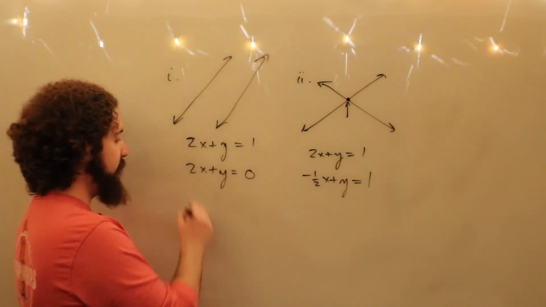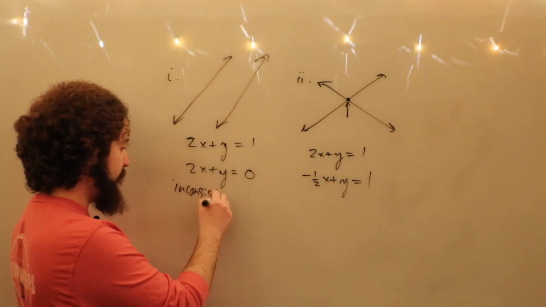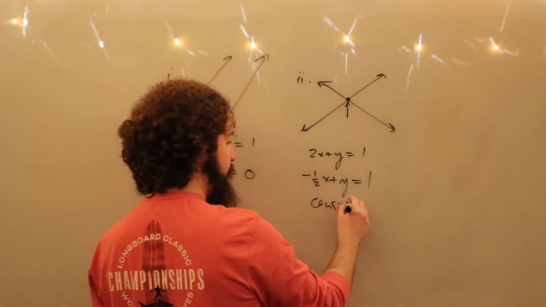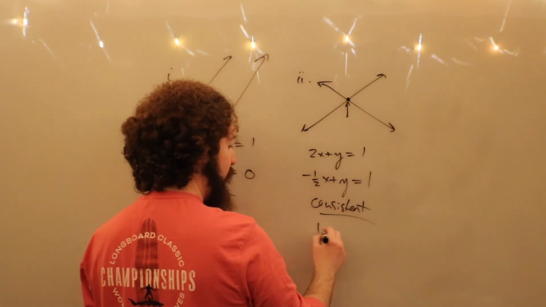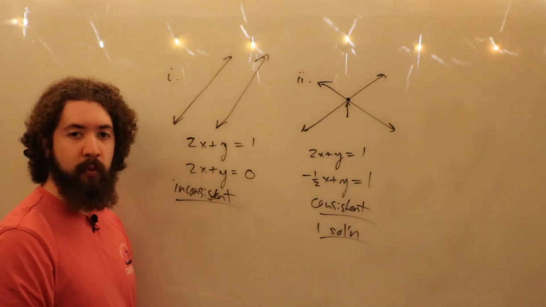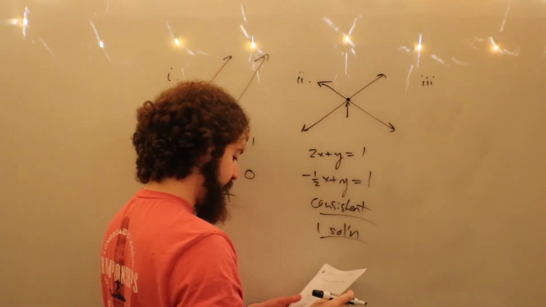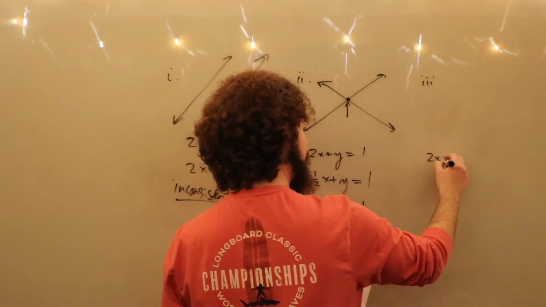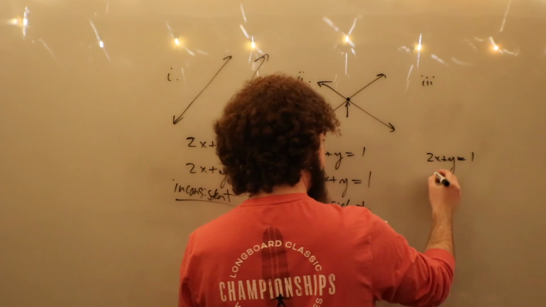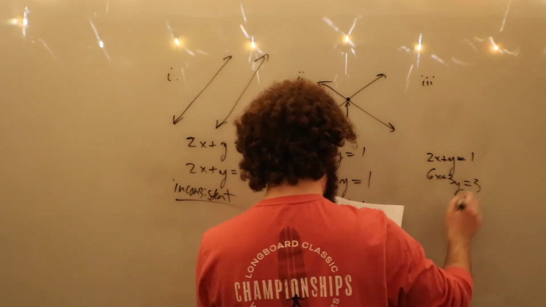So first we had an inconsistent system. Now we have a consistent system with one solution. All right, now let's look at one more case. Suppose we have 2x plus y equals 1 again, and 6x plus 3y is equal to 3.